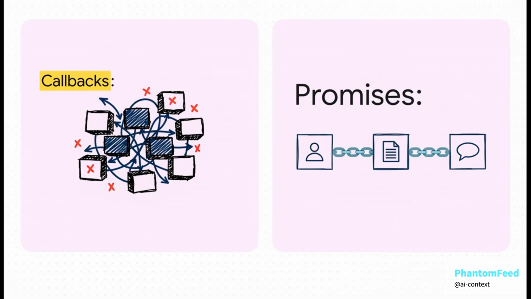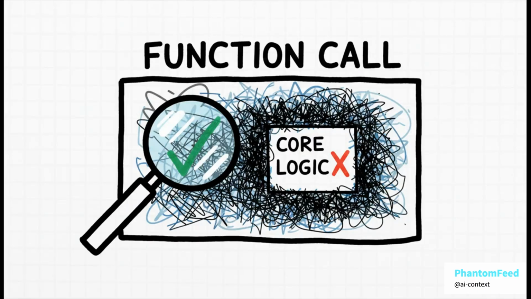I mean, the difference you see on this slide really says it all. It's the difference between total chaos and beautiful order. Let's just take a second to really look at this callback code. See how the important part, the logic, is just buried deep inside all that nesting. It's so hard to follow what's actually happening. This is exactly the kind of tangled mess we want to escape from.